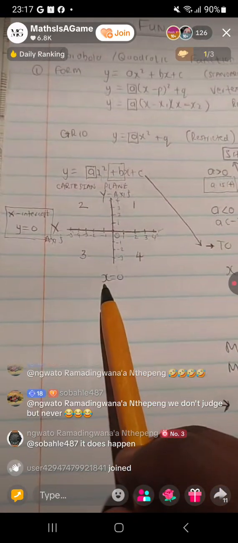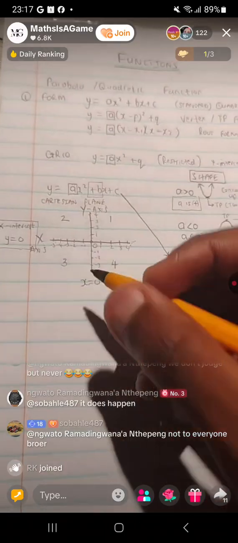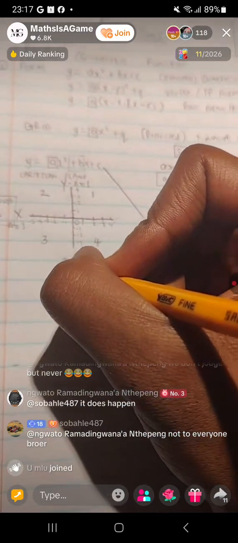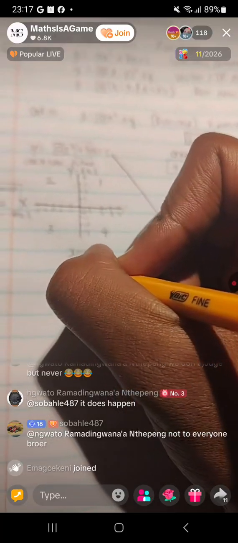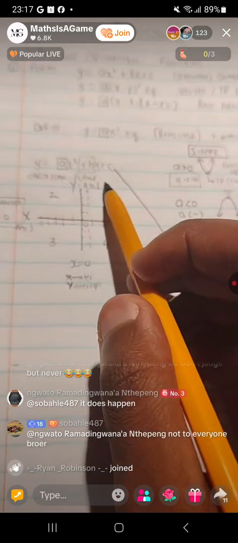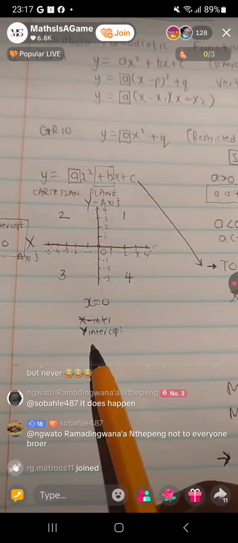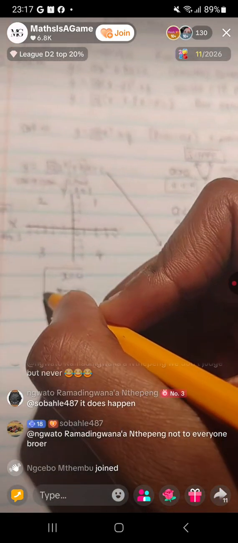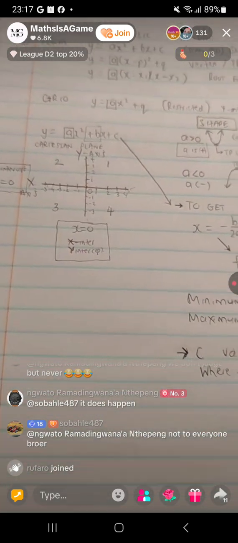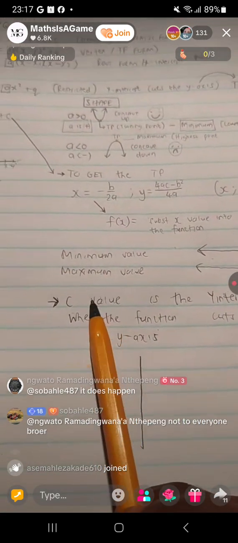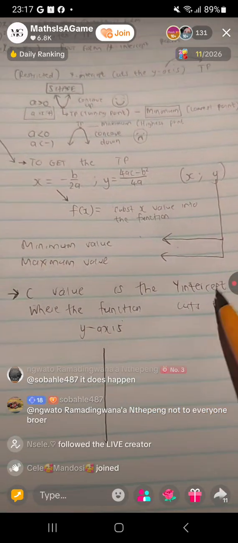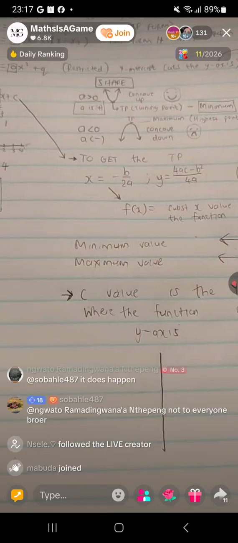The y-axis, we call the y-intercept. This is where x is equal to 0. So if you remember, I said to you guys that the c value is the y-intercept. Now maybe you are asking how.